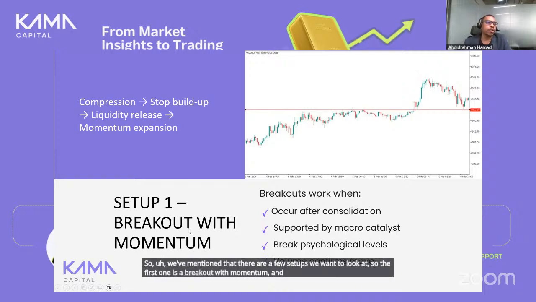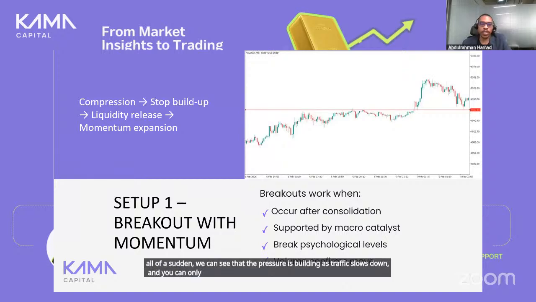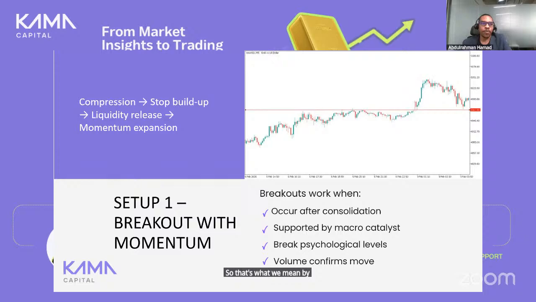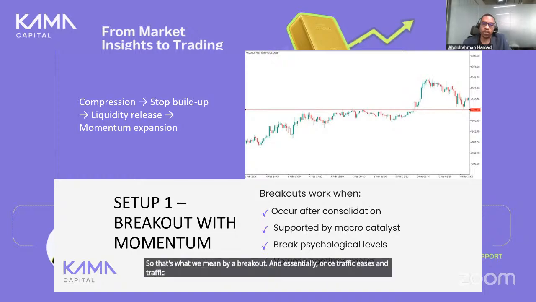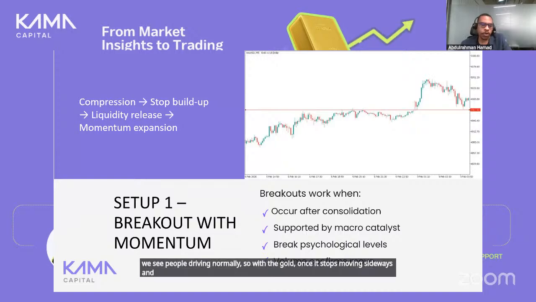To help you understand what we mean by a breakout, essentially think of yourself being stuck in traffic and there's traffic building up. All of a sudden, we can see that the pressure is building as traffic slows down, and you can only move sideways to try and get ahead. So that's what we mean by a breakout. Once traffic eases and moves very quickly, we see people driving normally. So with gold, once it stops moving sideways and the pressure builds up, the price moves up.